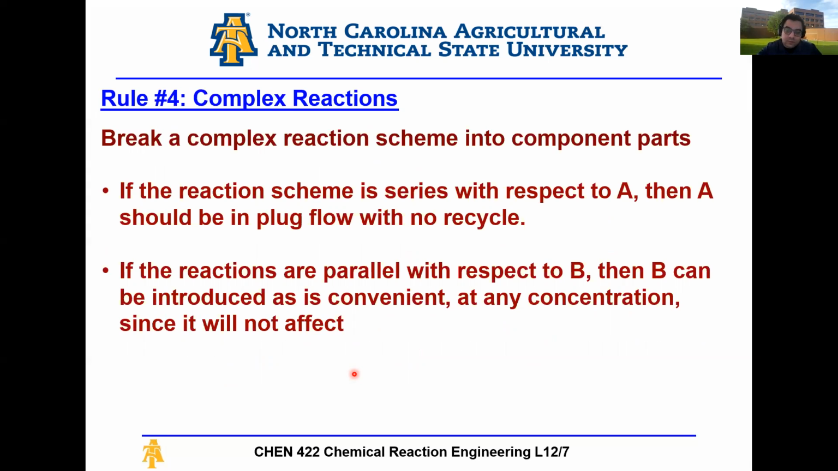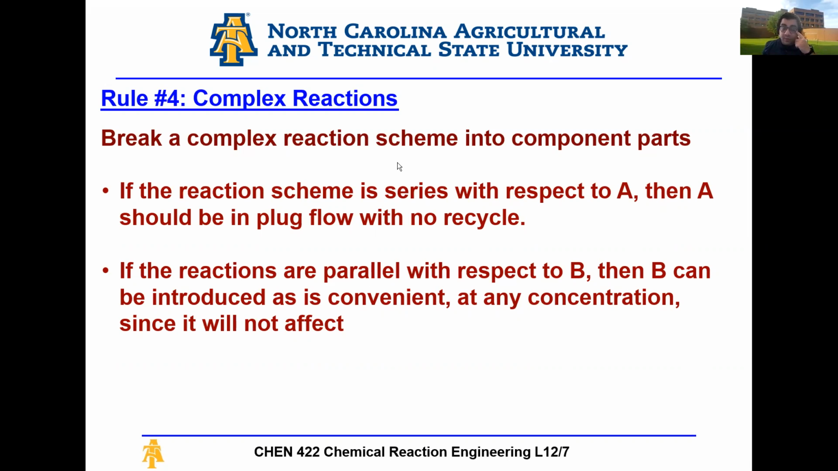Okay, for complex reactions, sorry about that. For complex reactions, these are the rules we have to follow. When you have a complex reaction, for example a system which is parallel with respect to one species and series with respect to the other, as we've discussed in the previous weeks, you need to break the reaction scheme into component parts, right? Then if the reaction scheme is a series with respect to A, then A should be in plug flow with no recycle. And if the reactions are in parallel with respect to B, then B can be introduced as is convenient at any concentration, since it's not going to affect the distribution. So what we said is, I have a system of reactions that is in series with respect to A and parallel with respect to B.